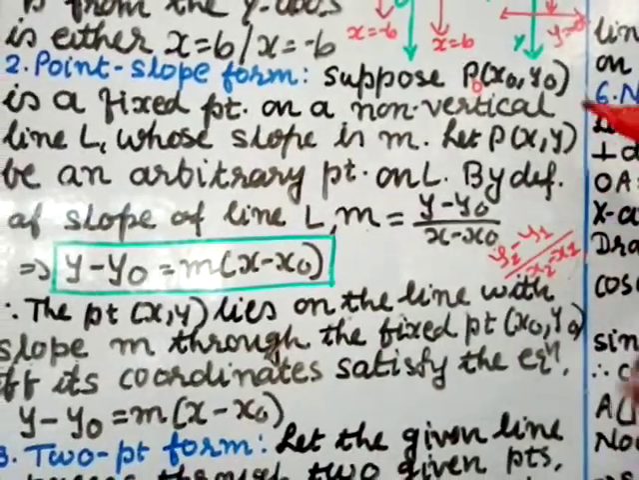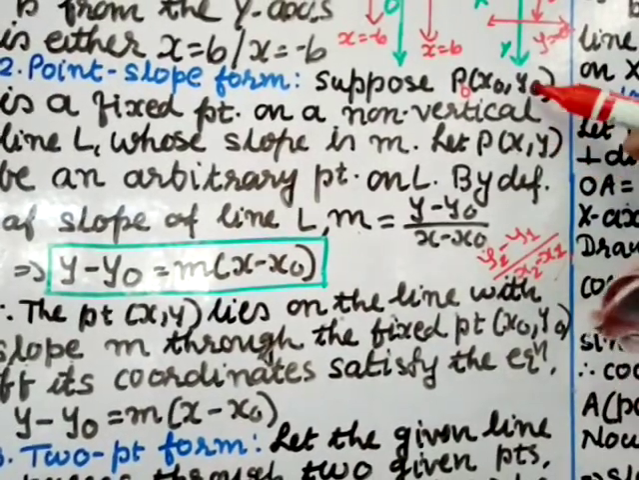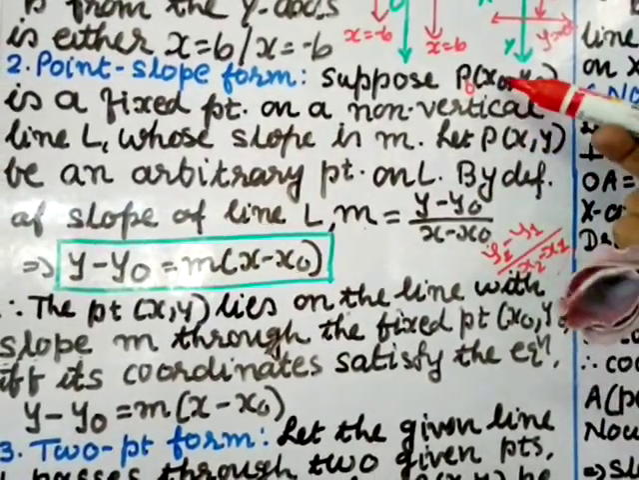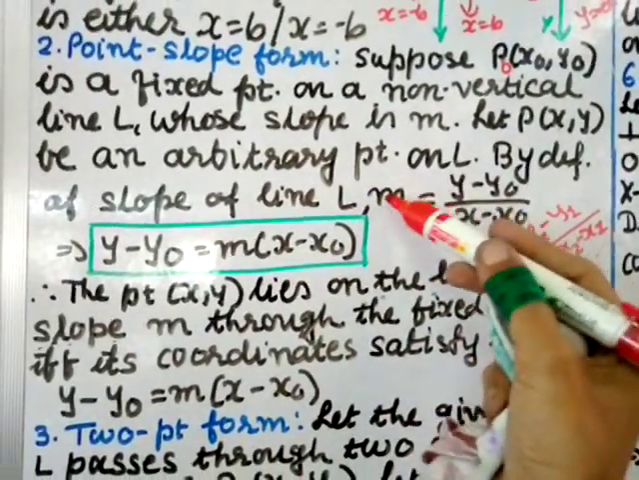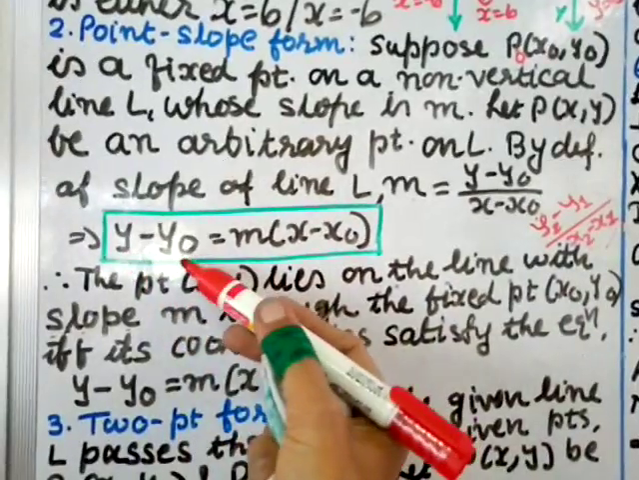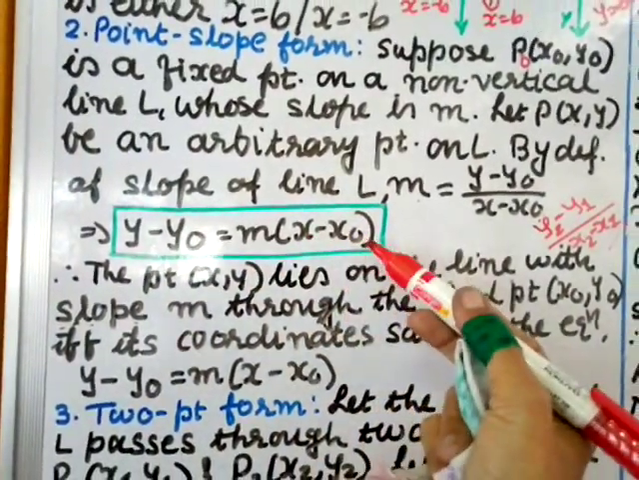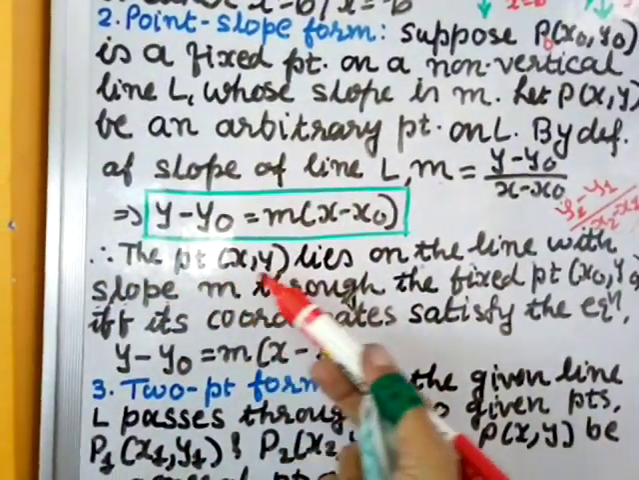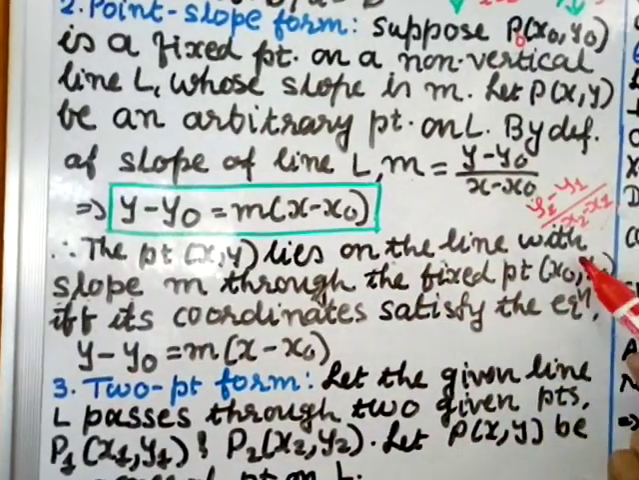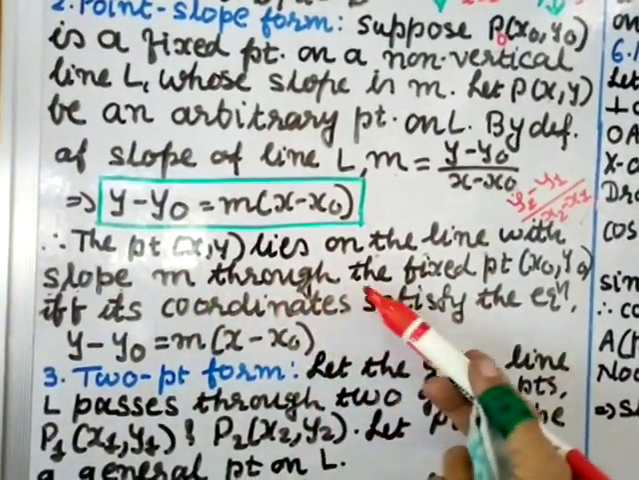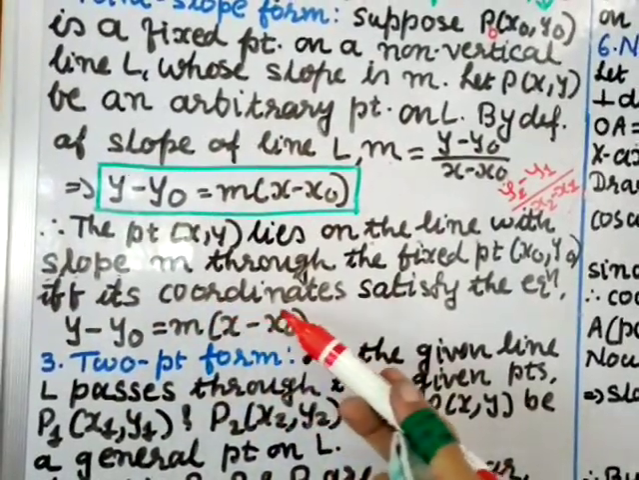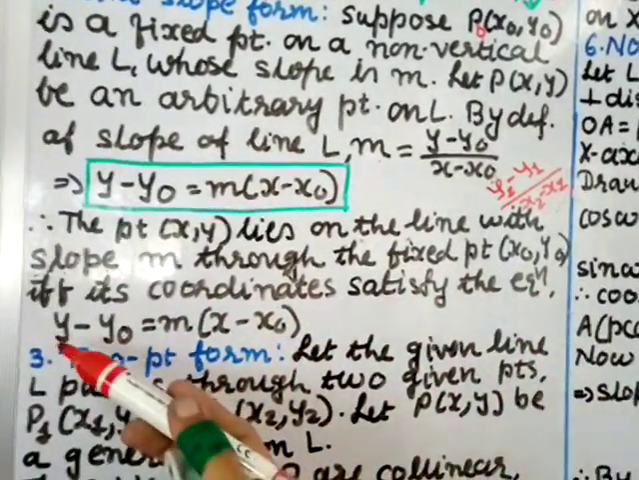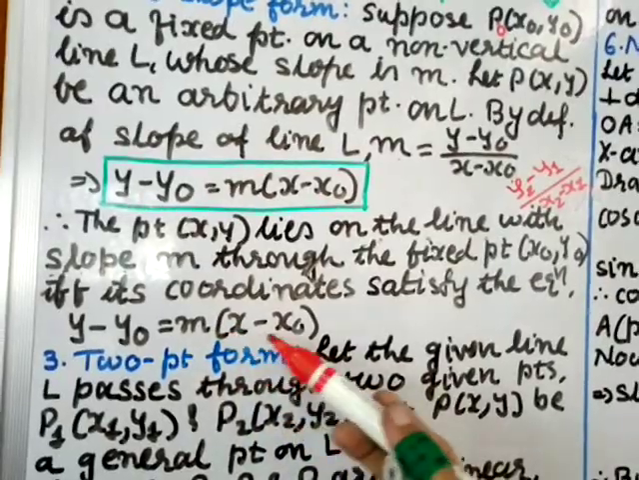Okay, and apply this 2 point form slope of the line. So you apply here y2 minus y1, so y minus y naught divided by x minus x naught. This x minus x naught, if you transfer it over here and multiply with m, here remains y minus y naught equal to m into x minus x naught. Therefore the point x y lies on the line with slope m through the fixed point x naught y naught if and only if its coordinates satisfy the equation y minus y naught equal to m times x minus x naught.